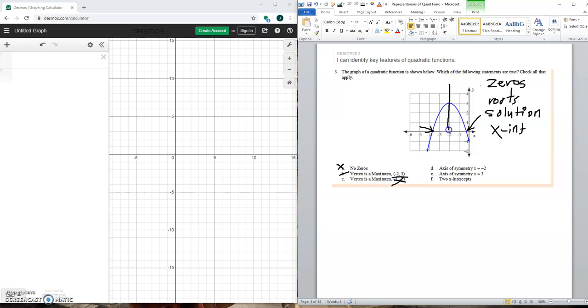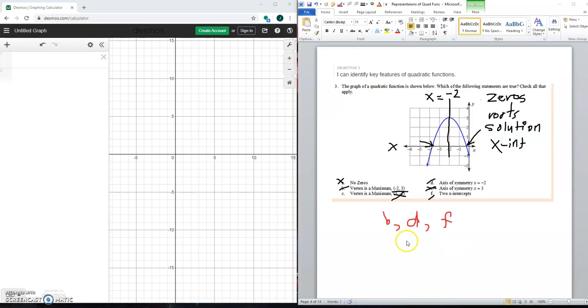That is your axis of symmetry. The axis of symmetry is always x equals because it hits the x-axis. If you can see this, that's your x-axis. So this is x equals whatever number that is, which is a negative 2. Okay, and so that is right. Axis of symmetry is x equals 3. That isn't right. Okay. 2 x-intercepts is right because that's 1 and that's 2. So there you go. So your answer here is B, D, and F.